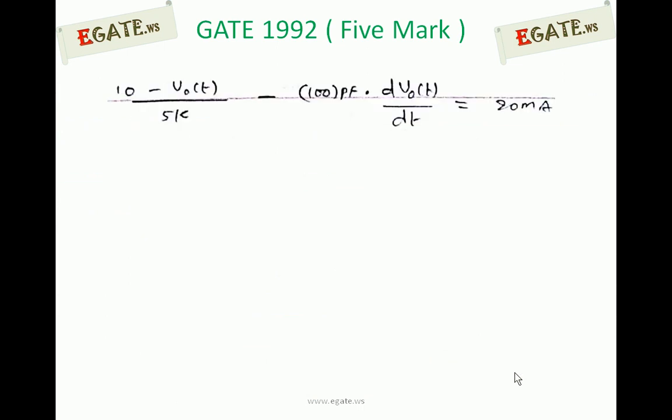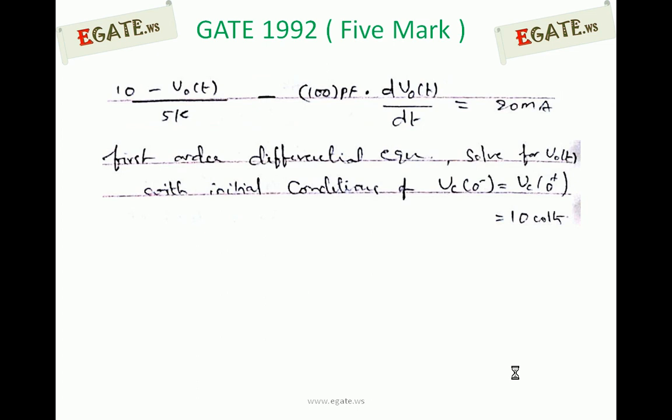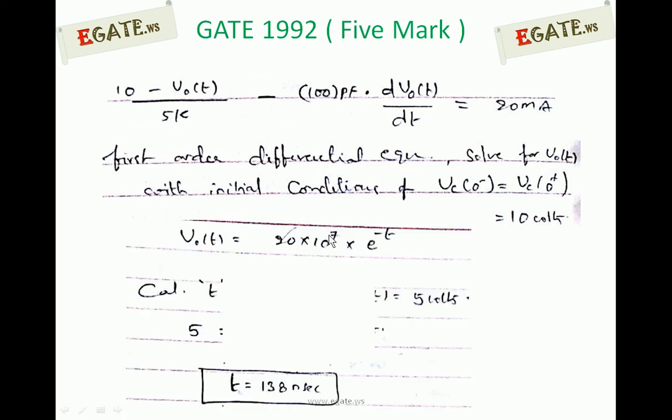Now look at this equation. Does this equation resemble a first order equation or not? It is a first order equation in terms of V0 of t. So solve this first order differential equation for V0 of t with initial conditions Vc of 0 minus equal to Vc of 0 plus equal to 10 volts, because the capacitor voltage at t equal to 0 is 10 volts. The capacitor voltage doesn't change instantaneously, so Vc of 0 minus is equal to Vc of 0 plus, that is equal to 10 volts. Using this, solve the above differential equation.